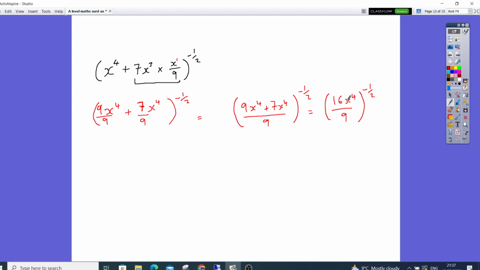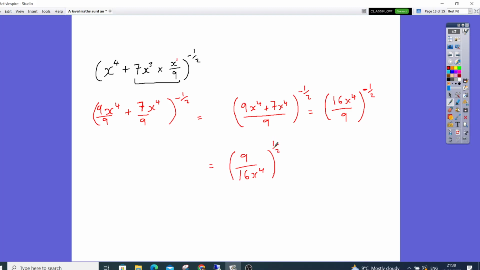Now, here is something important that we could do, because this is a minus, which means a reciprocal really. So all this is 1 over. If we want to get rid of this negative, we can just turn this fraction upside down, because it's a reciprocal. So that will become 9 over 16x to the power 4, and that will be all to the power of a half.